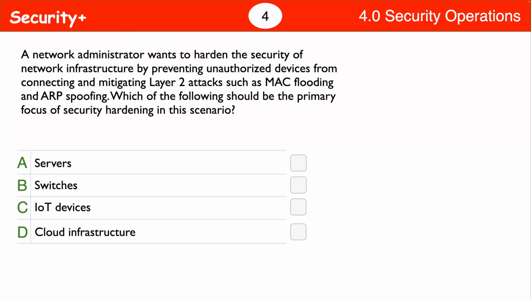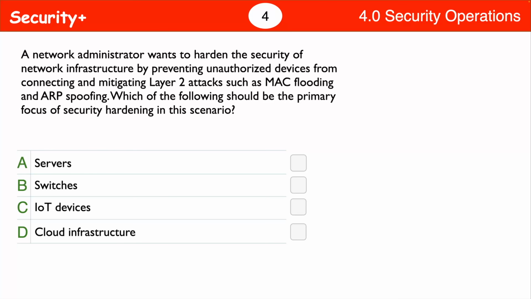Okay, so let's take a look at the key phrases, like every question here. And I would say there's 2 that are pretty important. The first one is going to be preventing unauthorized devices from connecting. And the second is going to be mitigating layer 2 attacks. And that part's important. It's also important to know the OSI layer in order to get this one correct, by the way. So let's go ahead and do the process of elimination.